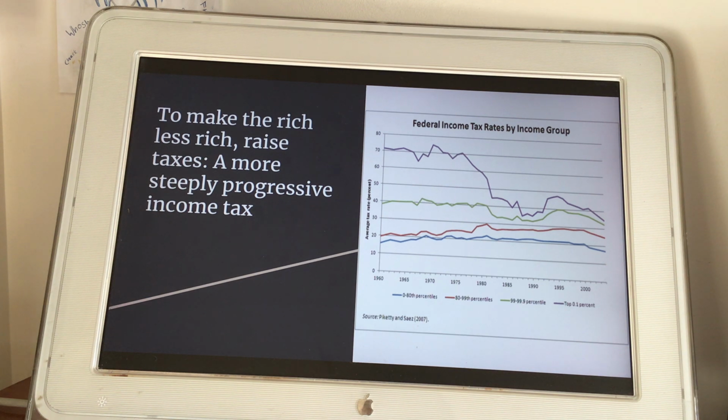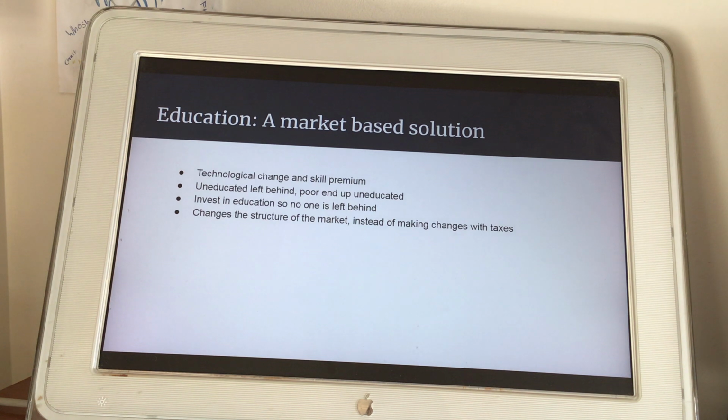Okay, next one, education. This one is based on the idea that inequality is largely related to low wages, but wages are determined by market forces. If you educate someone, they're going to be more competitive in the job market, and they will have a higher income, reducing inequality because people will have higher incomes in the lower and middle classes.